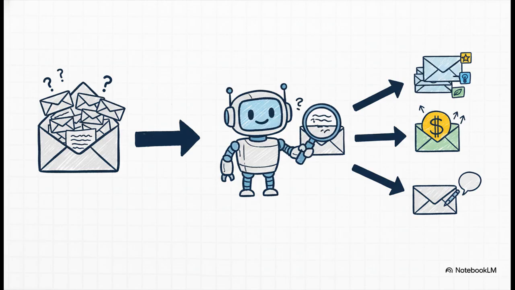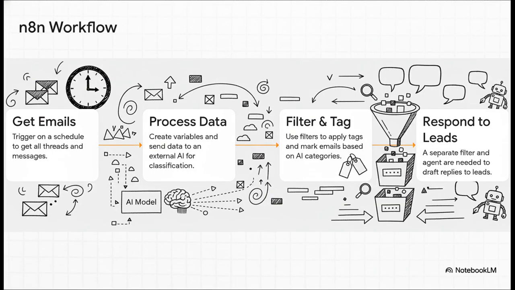Pretty cool. So, according to the source, building this in N8N is a pretty involved, multi-step process. You start with a trigger to grab your emails, sure, but then you have to manually process all that data, create variables for it, ship it off to an external AI like ChatGPT for classification, and then you have to build a whole other set of filters just to apply the tags. Every single one of those steps has to be configured and connected perfectly.